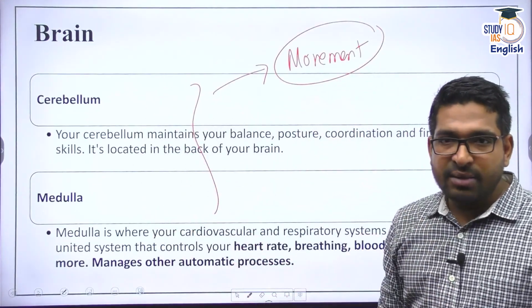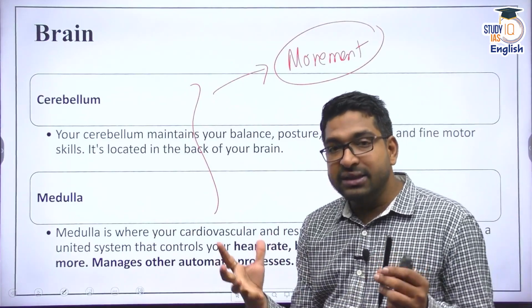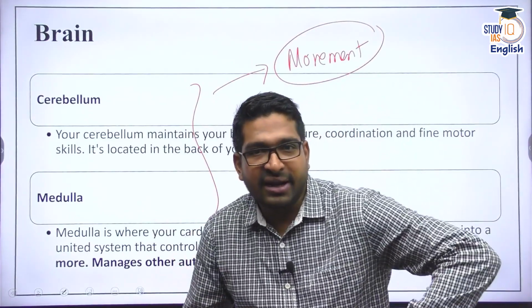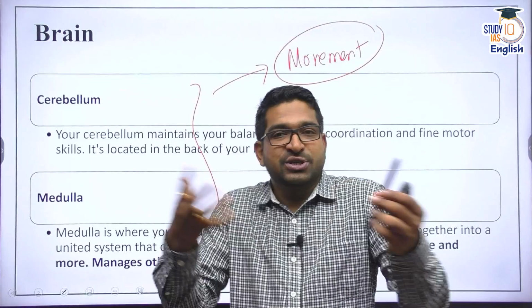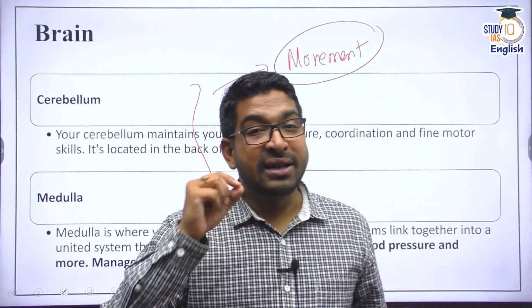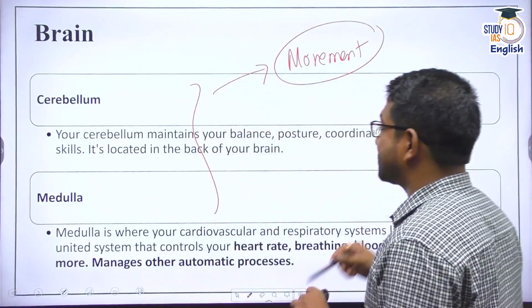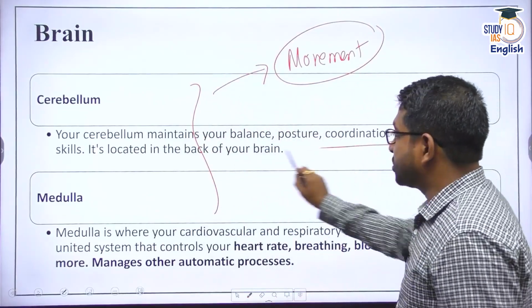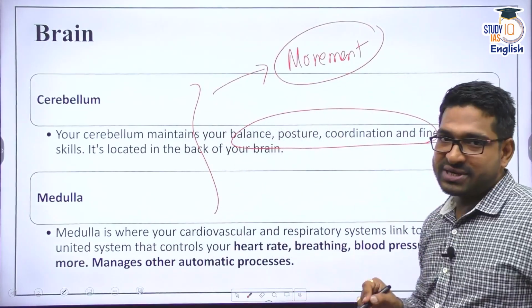Now cerebellum controls the voluntary muscles. For example, right now I'm speaking, I'm making certain gestures, I'm moving my feet, my hand. That is because of the cerebellum. Why? Because it is responsible for your coordination, posture, balance, and motor skills.